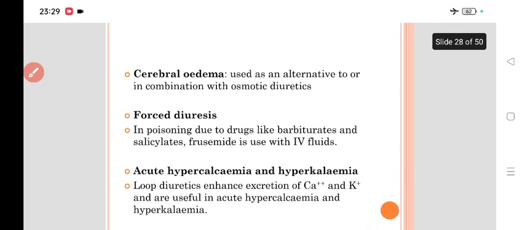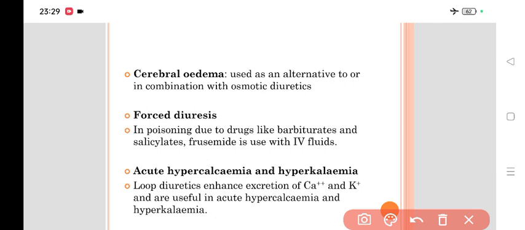Then it is also used in cerebral edema, but as an alternative, not as the first drug of choice. What is the first drug of choice for cerebral edema? Mannitol. 20% mannitol is the drug of choice because it reduces intracranial tension by its osmotic action. But if it is not available, you can use loop diuretics in combination with the osmotic diuretics.